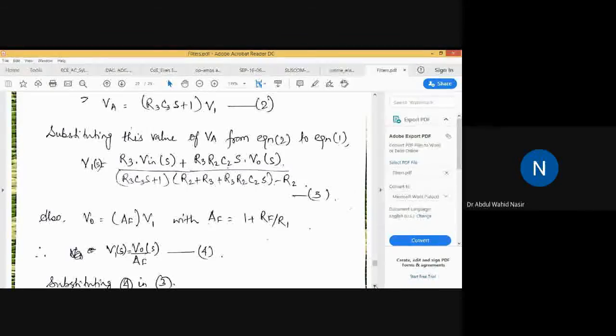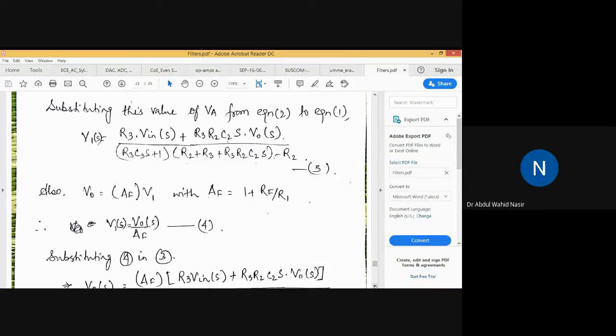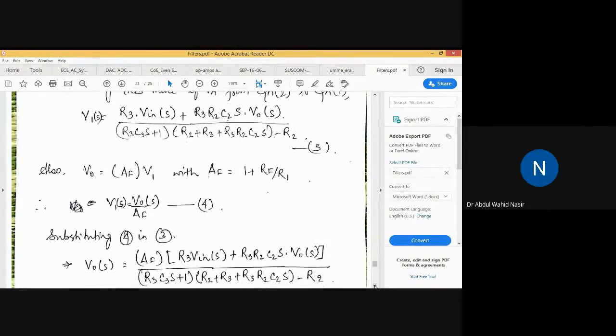So now we have equations 1, 2 and 3. Also, the gain of the amplifier is V naught is equal to AF into V1, with AF equal to 1 plus RF by R1. So this is the gain.